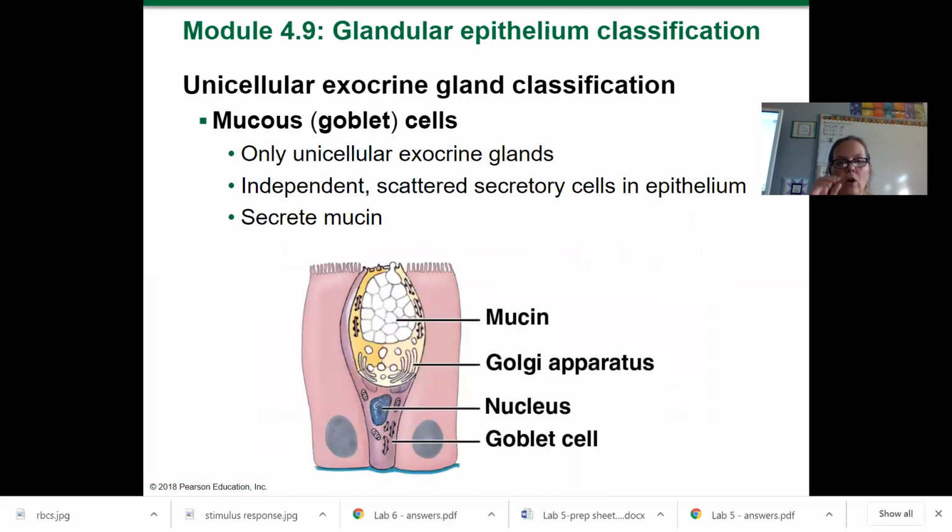Some are unicellular, meaning a single cell is responsible for the secretion. Goblet cells are an example of that. Goblet cells are found along your digestive tract, for example, and they secrete that mucin.